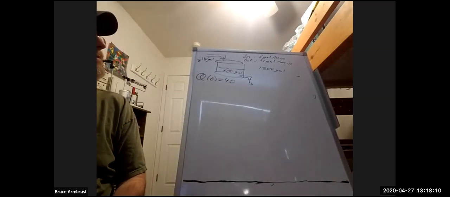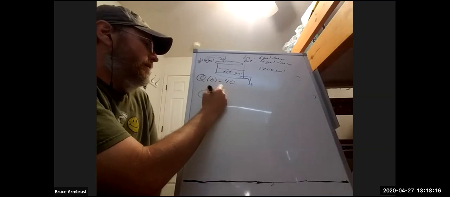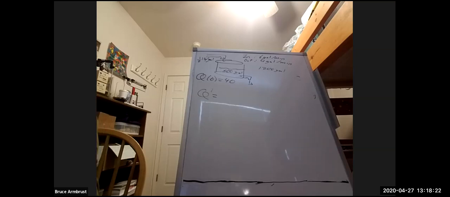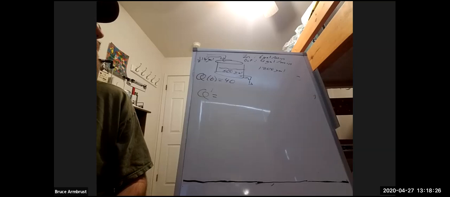All right. So let's get this thing set up. So Q prime, we have to look at in minus out. So how much is coming in? 6 gallons per minute.